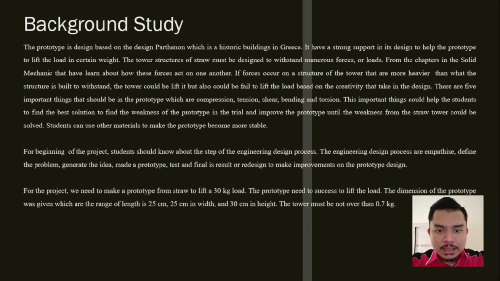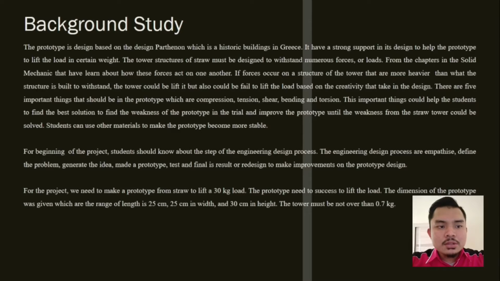There are 5 important things that should be considered in the prototype, which are compression, tension, shear, bending, and torsion. These could help students find the weaknesses of the prototype in the trial and improve the prototype until the weaknesses of the straw tower are solved. Students can use other materials to make the prototype more stable.